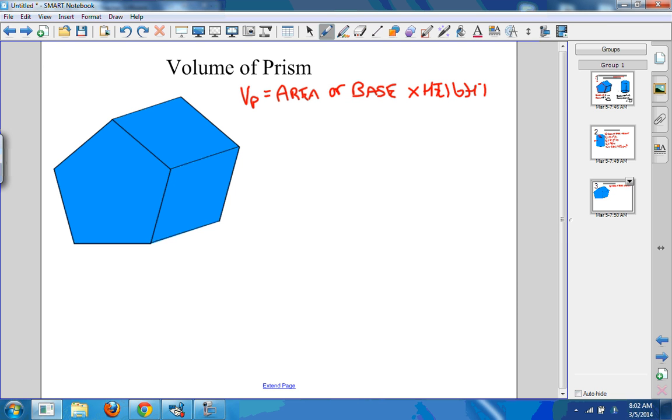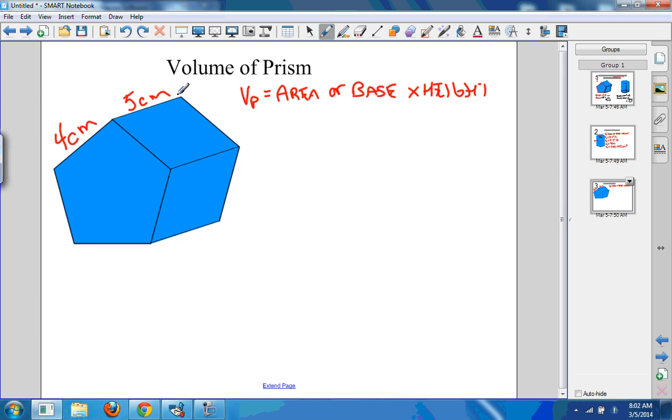Now this prism, we have a base here of a pentagon. So pentagon is a little more lengthy process. I don't have any units on here. Let's say that this side is 4 centimeters. And we'll say that the height here of our prism is 5 centimeters. All right.